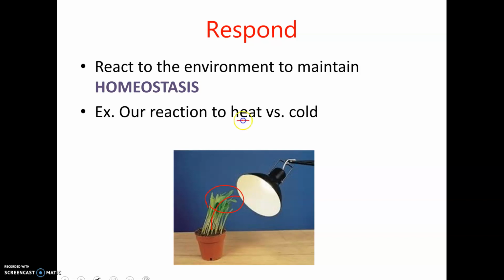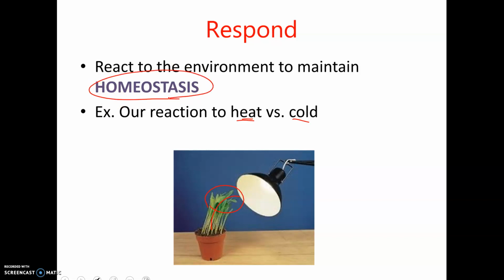You can also think of our reaction. When you get too hot, what do you do? You sweat. That's your body's reaction to cool you down. You sweat, the sweat evaporates, your body cools down. When you're cold, you shiver. What does shivering do? It contracts your muscles, which generates heat. So your brain sets up a situation where you maintain homeostasis.